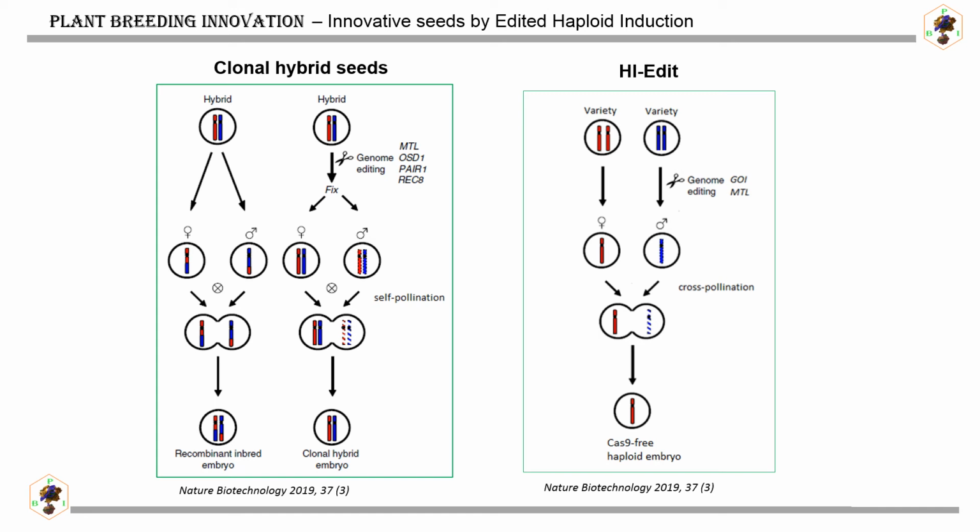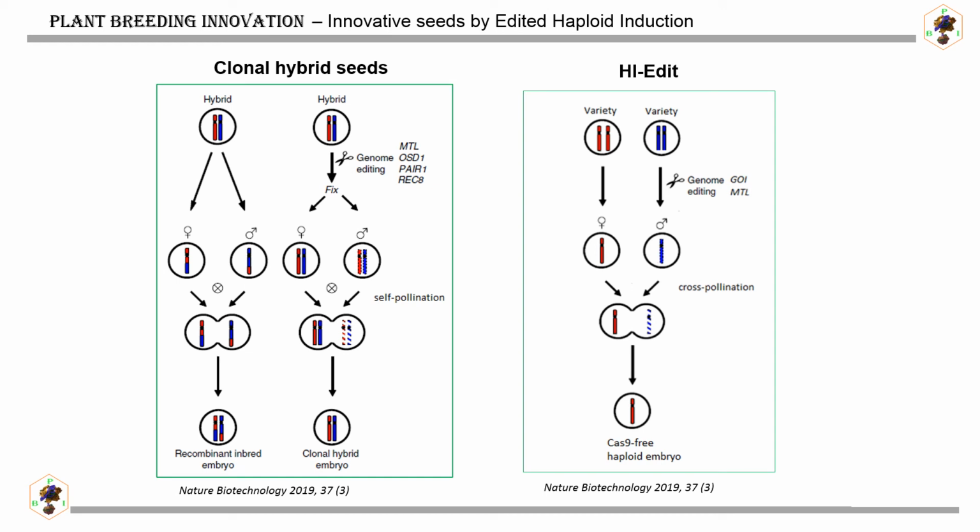Current hybrid rice seed production is still labor-intensive, and the price of hybrid seeds is very expensive. Chinese scientists demonstrate the possibility to get clonal hybrid seeds by combining fixation of heterozygosity and haploid induction using simultaneous editing of 4 genes in hybrid rice. Combined mutation of 3 genes OSD1, PAIR1, and REC8, which mediate crucial meiotic processes, creates a genotype in which meiosis is replaced by a mitosis-like division. So male and female clonal diploid gametes are produced.